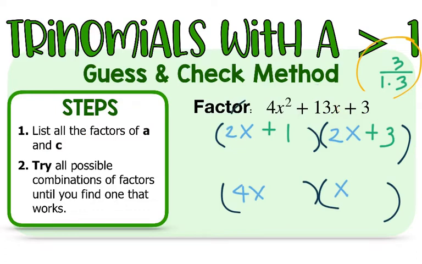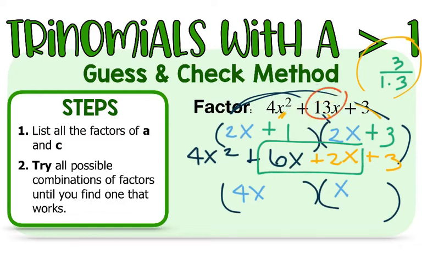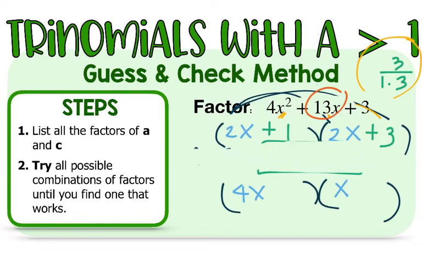So when I FOIL this out, I know this part, of course, is going to give me 4x squared. This part would give me 6x, and then now I'm going to do the 1 times the 2x. That would give me 2x. And then lastly, the 1 times the 3, which gives me 3. When I combine my like terms, these ones right here, that's going to give me 8x. And that is not what this number is, which means that's not the right answer. So I know that's not going to work.